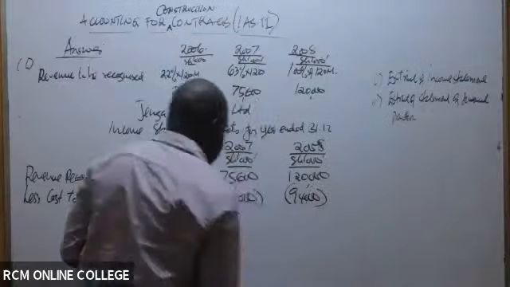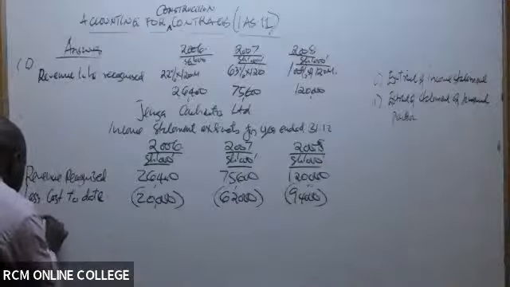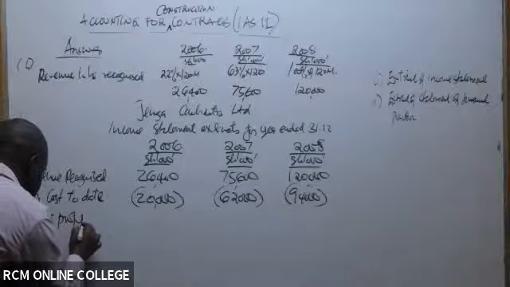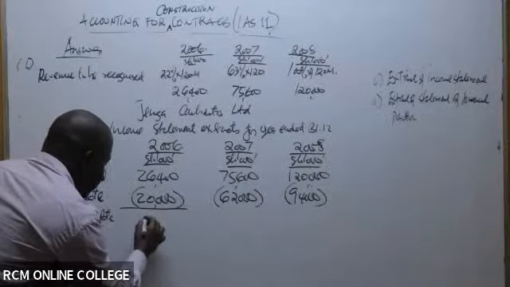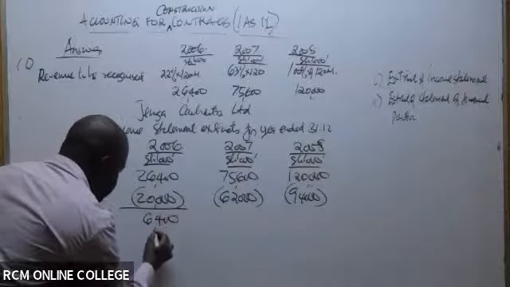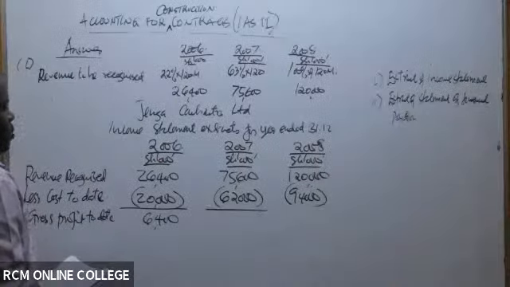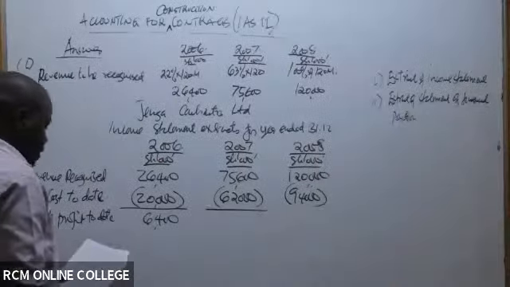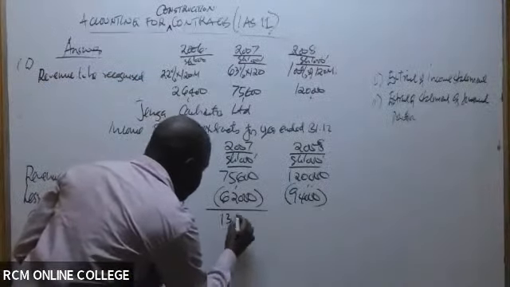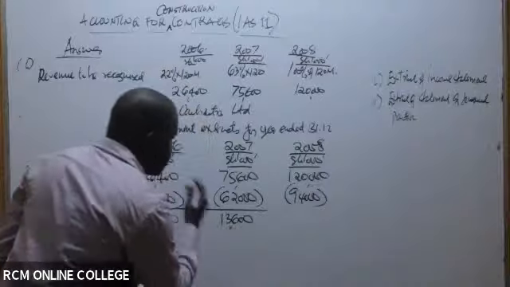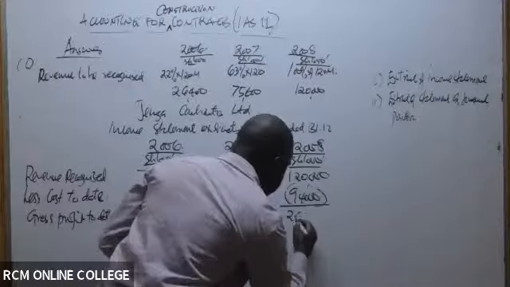So you less the cost to date so that you can get the gross profit to date. So here unapata hapa 6,400,000. Hapa utapata, is it 13,400 or 12,400? 13,600. You get 13,600. So hapa utapata 26 million.